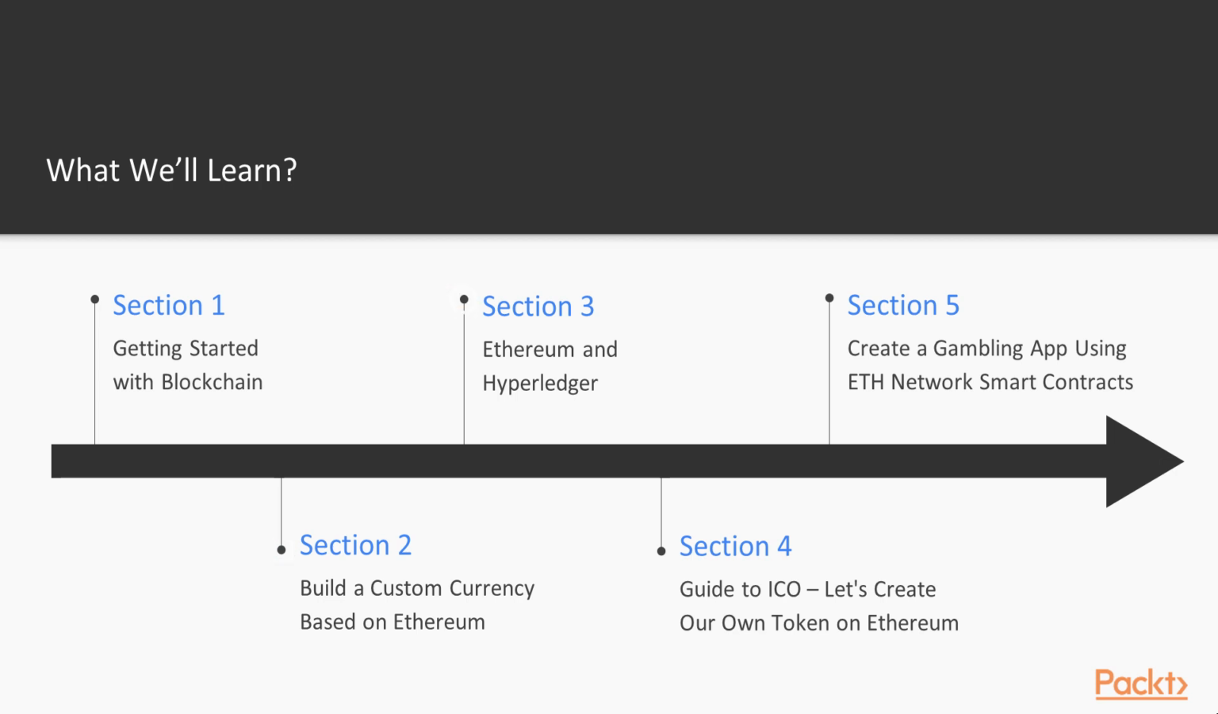In section 3, we will create a decentralized application and we will discuss briefly about what is Hyperledger and how it can solve the problems when it comes to business needs. In section 4, we will learn about how to create an ICO, a crowd sale, how to create our own token on Ethereum using the crowd sale, how to initiate the crowd sale. In the final section, we will create a gambling app using the Ethereum network and we'll create the smart contract for the backend of this gambling app.